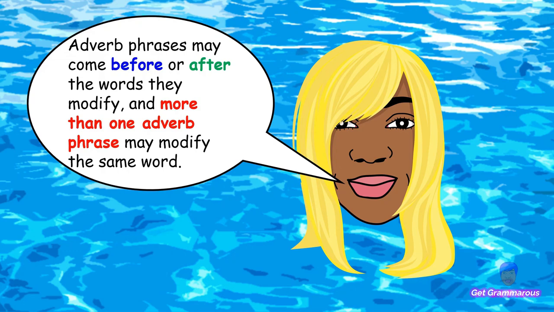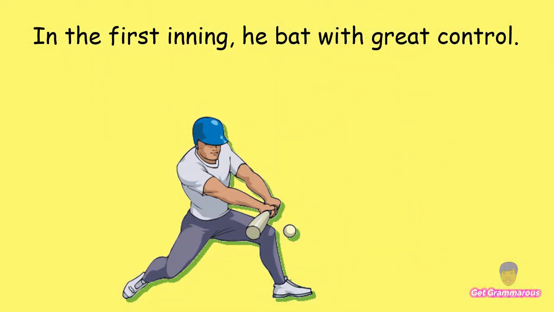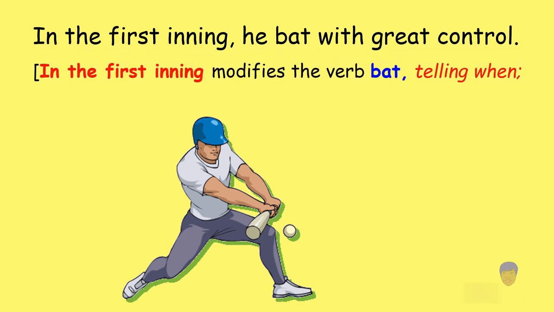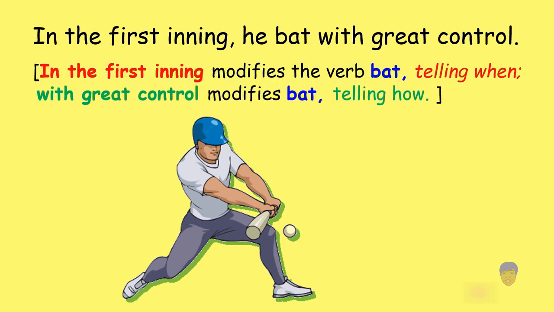Adverb phrases may come before or after the words they modify, and more than one adverb phrase may modify the same word. For example, in the first inning, he bat with great control. The adverb phrase in the first inning modifies the verb bat, telling when. With great control modifies bat, telling how.